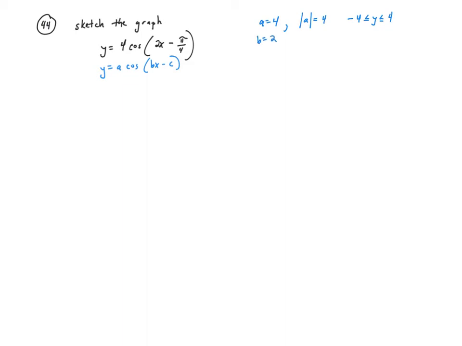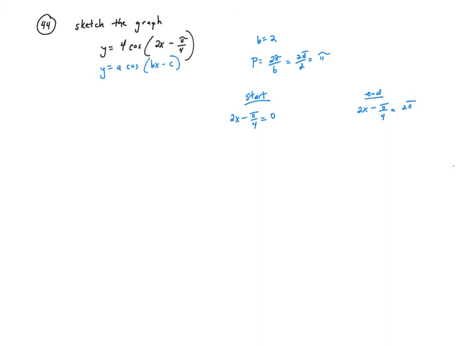b equals 2. The period of a cosine curve is 2 pi divided by b. So 2 pi divided by 2 is equal to pi. That means that the length of our interval is pi units. Next, we have to come up with cycle start and cycle end equations. For a cosine curve, the cycle starts when 2x minus pi over 4 equals 0. The cycle ends when 2x minus pi over 4 equals 2 pi.